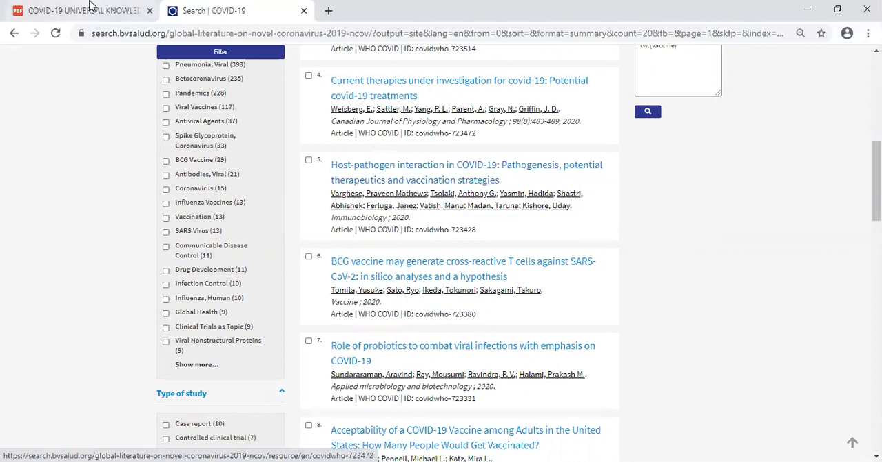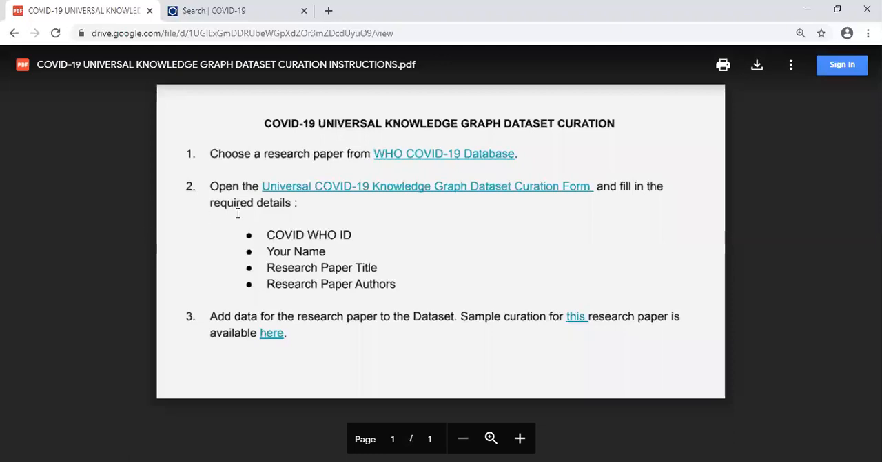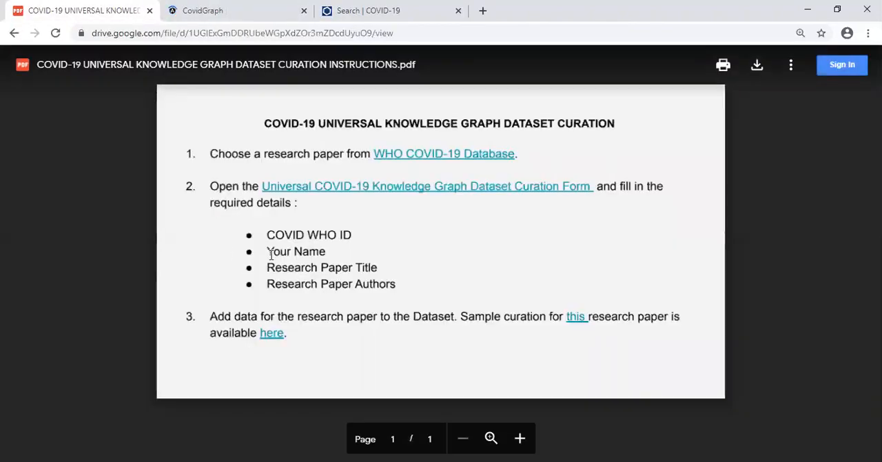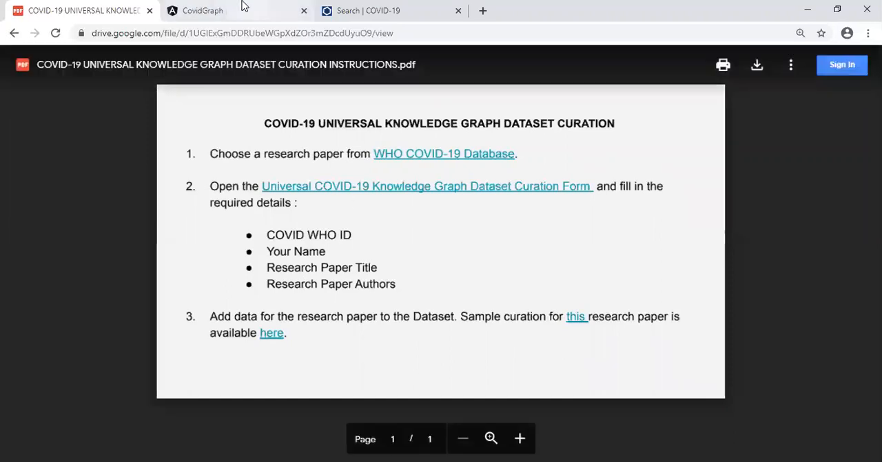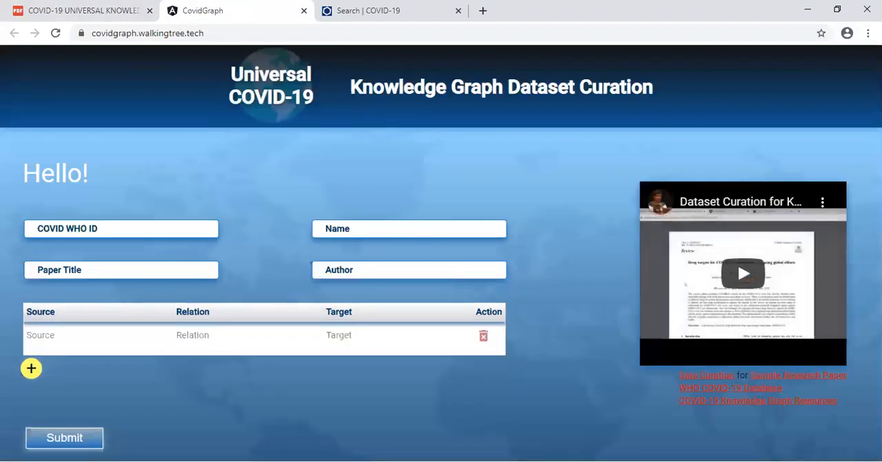strategies. The next step is to open the Universal COVID-19 Knowledge Graph Dataset Curation form and enter some fields: the COVID WHO ID, your name, research paper title, and research paper authors. So as you can see, this is the form which you are required to fill. In this form, you will fill these fields as just mentioned, and also the entities which you will be extracting and curating. So first comes the COVID WHO ID.